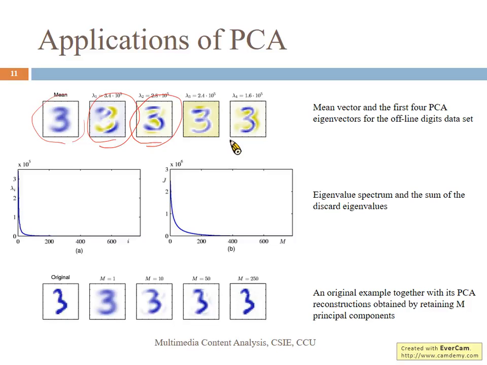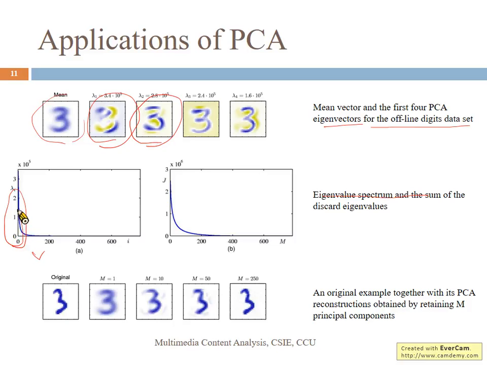That represents a positive or negative value. So these are the mean vectors and the first 4 PCA eigenvectors for the offline digit data set. And we can see the eigenvalue spectrum in this figure, from left to right is the first eigenvalue, second eigenvalue, third eigenvalue, and so on. And we can see that most of the information concentrates on the first few eigenvalues.